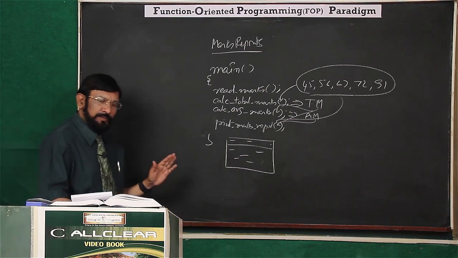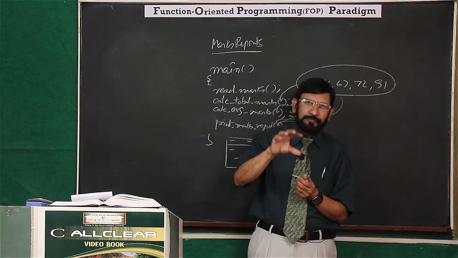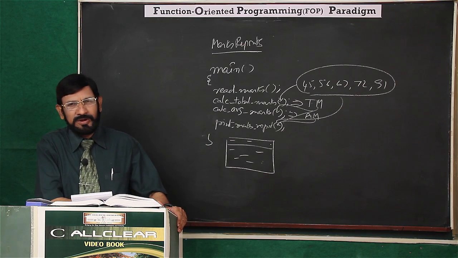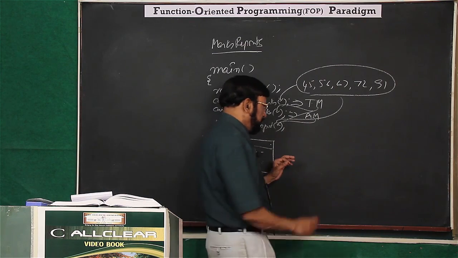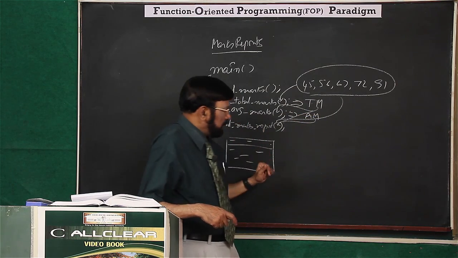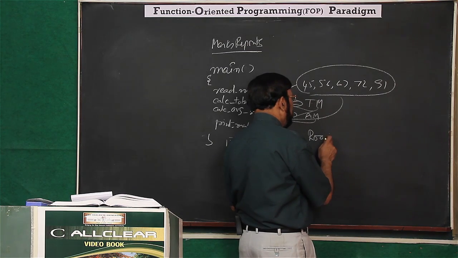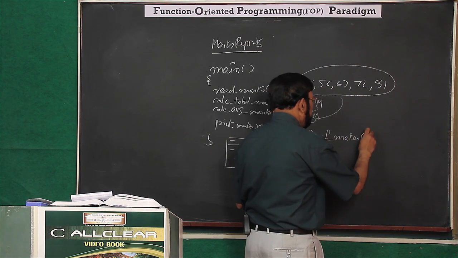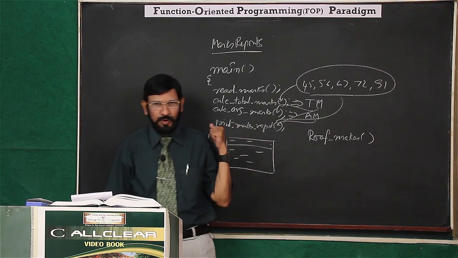Here in function-oriented programming, for the sake of implementation, for implementing each subtask, we appoint functions, we appoint specialists. One example I tell you: now you are constructing a house on your own. So for laying the roof on the house, you appointed one specialist called the roof maker. What is his job? He lays the roof.